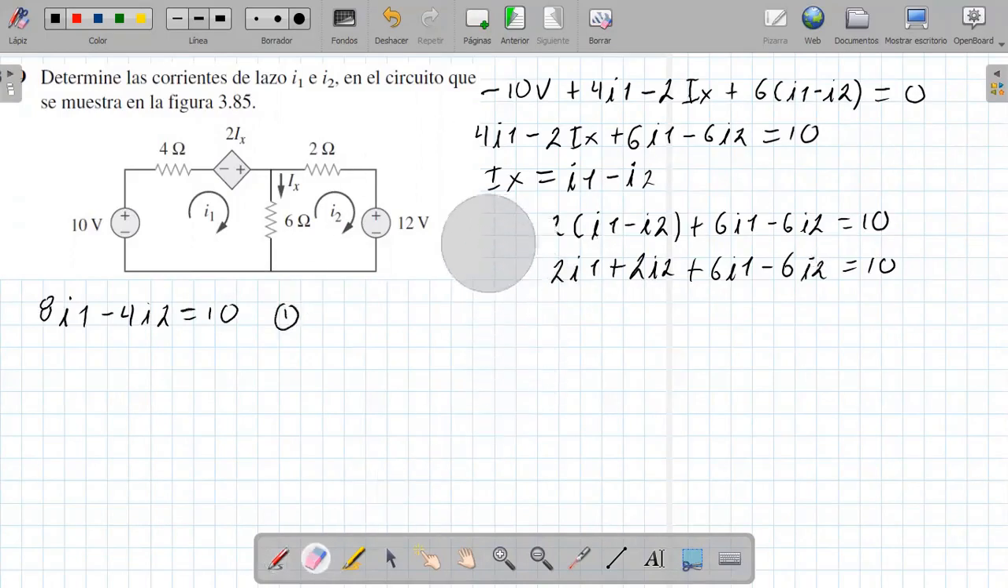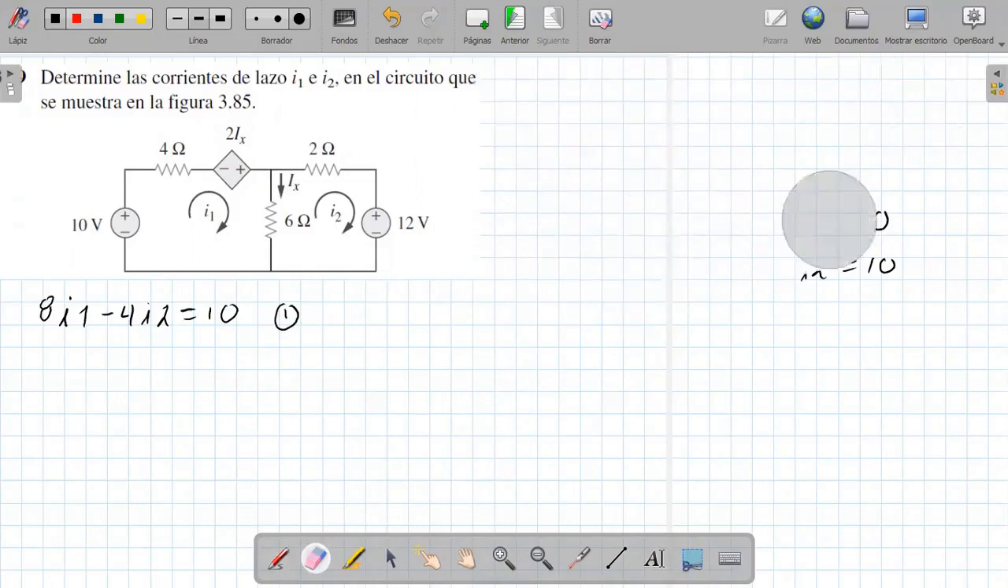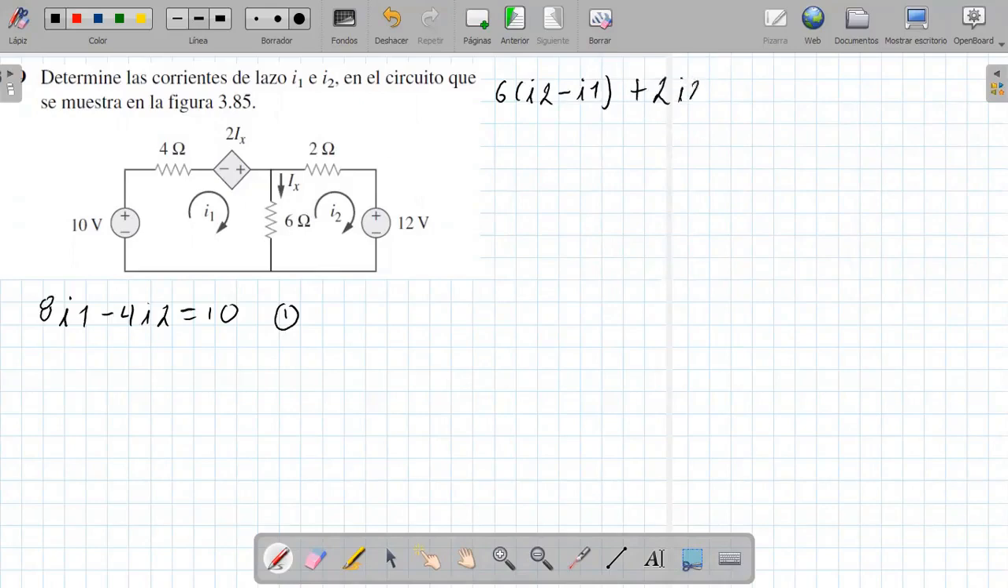Now I'm going to delete all of this and I'm going to make the loop on mesh 2. The loop on mesh 2 would be 6 times, since we are in mesh 2, I2 minus I1, plus 2 times the current I2 plus 12 volts is going to be equal to 0.